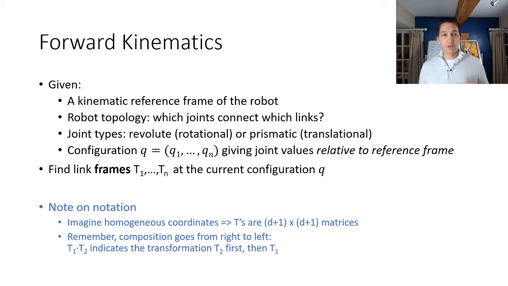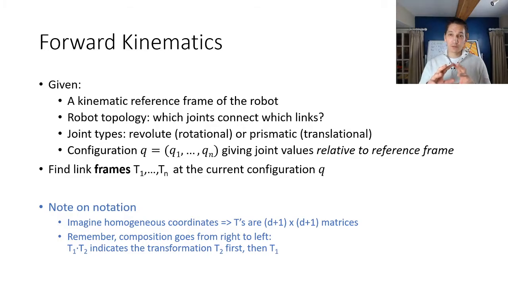It is also given the robot topology, so which joints are connecting which links together, and also the joint types and also their axes. So for example, if you have a revolute joint, it will give you the axis in which the joint is rotating, and if it's a prismatic joint, which means it's translational, it will give you the axis along which that link translates.